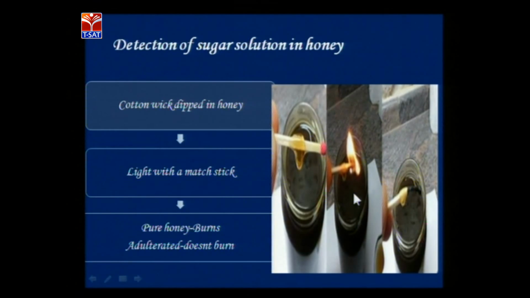See here, this honey was pure. So here it is burning immediately, but it doesn't burn here. It indicates this honey was adulterated with sugar solution.